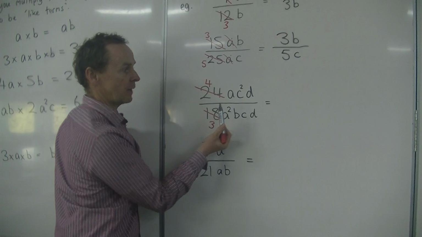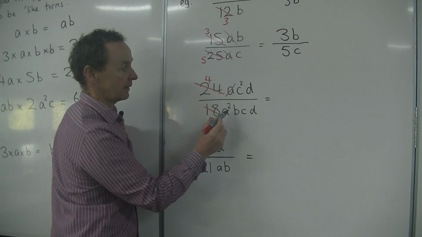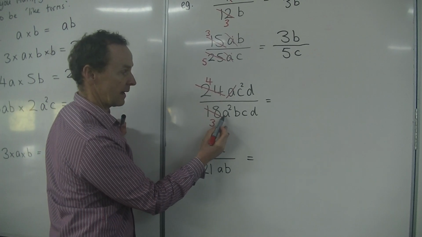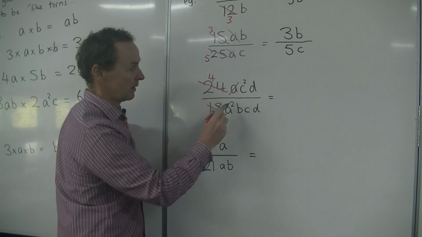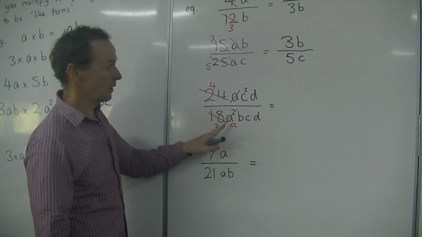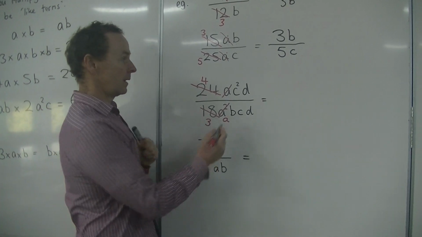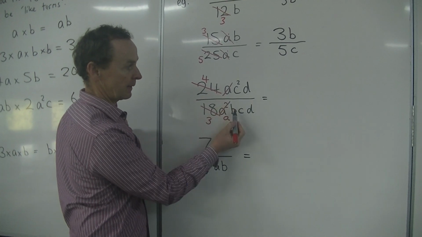There's a single A on the top and an A squared on the bottom. So this A can cancel with one of the A's there because A squared means A times A. So technically there's 2 A's there. We cross that out and we're left with 1A because one of those A's from the bottom cancels with that A on the top. Let's have a look. There's a B there, but there's no B to cancel it with.